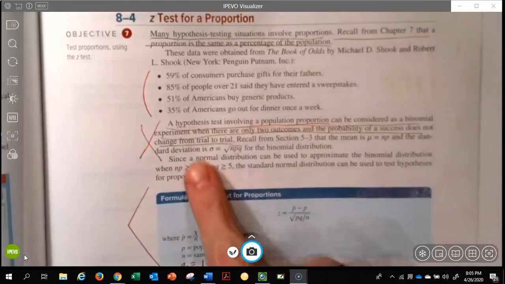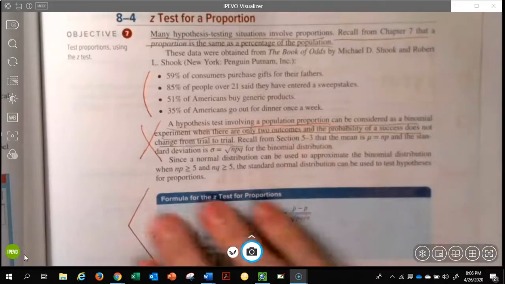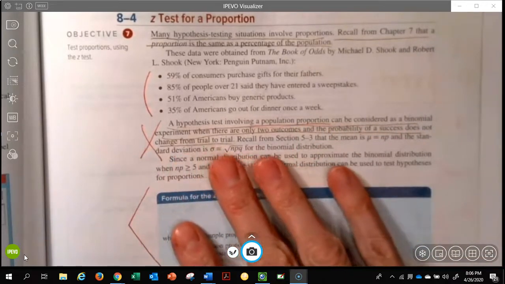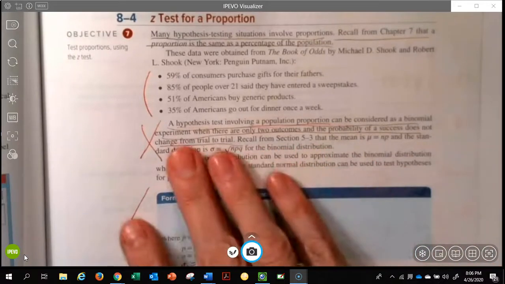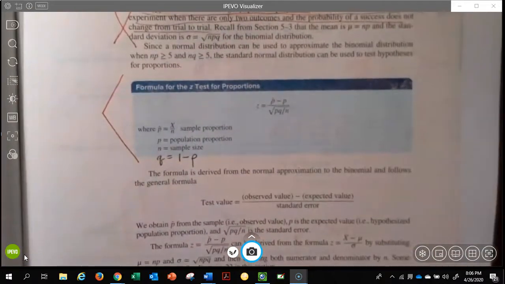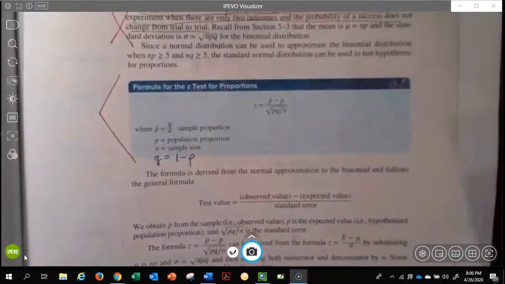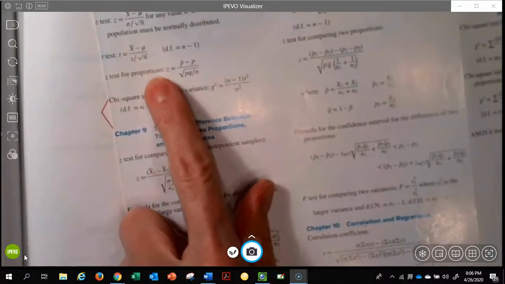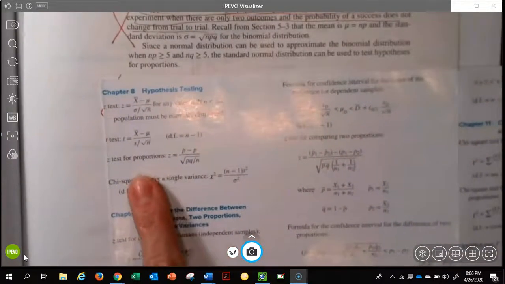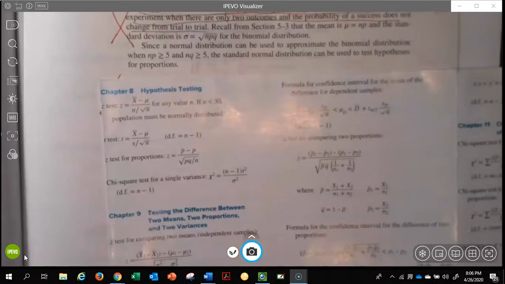However, a hypothesis test involving a population proportion can be considered binomial. We have seen that because there are only two outcomes, and the probability of success does not change from trial to trial. So the formula, which I already showed you for chapter 8, is your z-test for proportions. Keep in mind when you get to the test, in chapter 8 they can be jumbled around, and how do I know when I need to pull out this one that's for proportions?